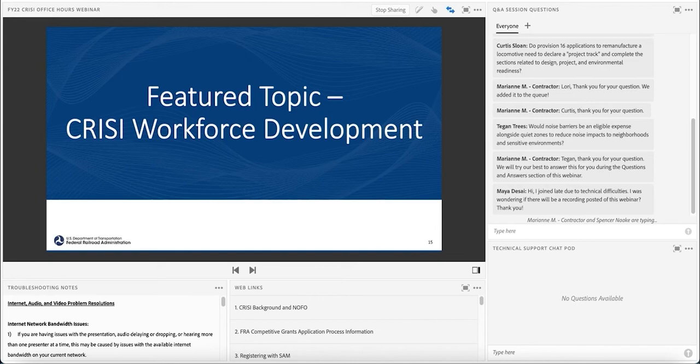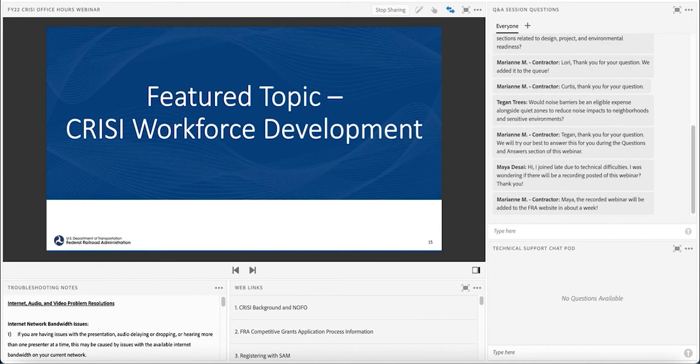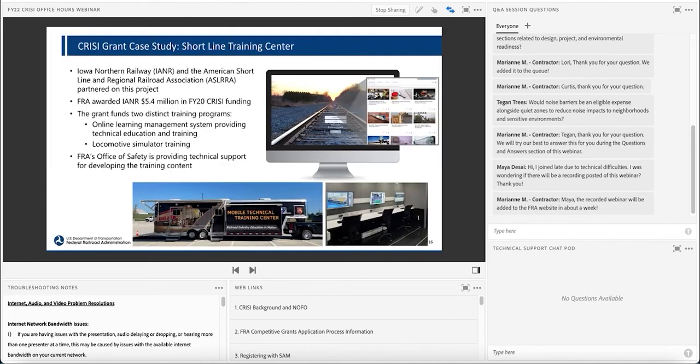The ability to create a workforce development and training program under CRISI has the potential to not only help create good paying jobs within the railroad industry, but can also help develop a sustainable talent pipeline. And I'll walk you through an example. As Mariam described, FRA allows a wide range of entities eligible to apply for workforce development projects under the CRISI grant program. These include Class 2 and Class 3 railroads, universities and community colleges, states and public agencies, and Amtrak, just to name a few.